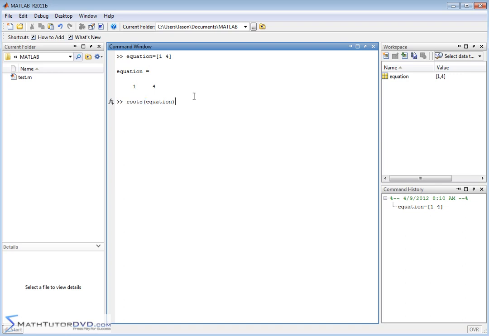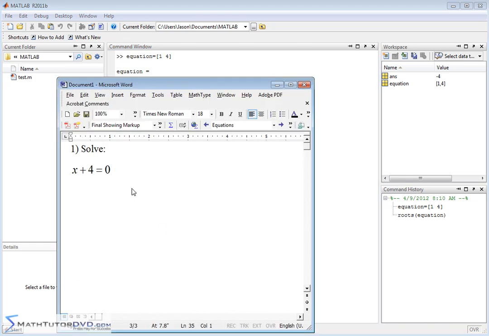So this is an equation. MATLAB knows that when we send something to the roots command, the single row matrix that we have is going to be a list of coefficients in descending order. It knows that since there are two coefficients, it has to be 1x plus 4. And it knows that it's set equal to 0 because we're doing the roots of it. And so it reports the answer is -4, which is exactly what you would expect by moving this over to the other side.